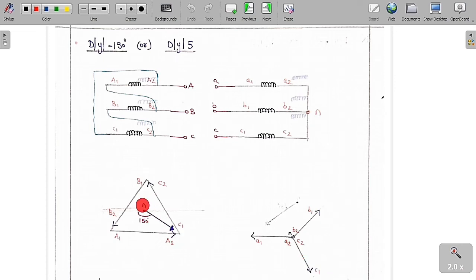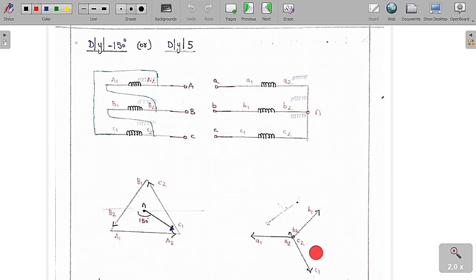So therefore we can say the angle between them is 150 degrees. This voltage is going to lead this voltage by 150 degrees. So simply we can say this is lagging this voltage by 150 degrees. That is the reason we can say it is 5 o'clock.